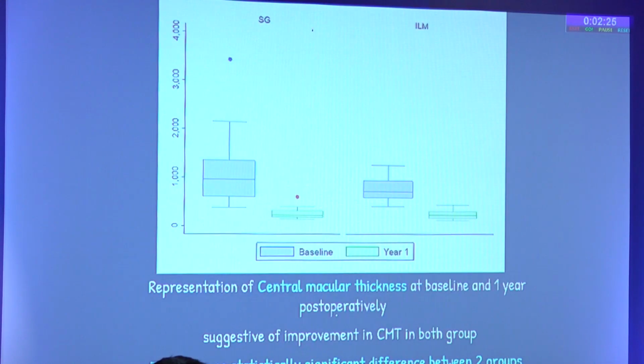This is a representation of central macular thickness at baseline and 1 year. In the scleral graft group, it was 1220 microns, improving to 276 microns. And in the ILM peeling group, it was 804 microns, improving to 273 microns. There was significant reduction in both the groups, but there was no statistically significant difference between the groups.